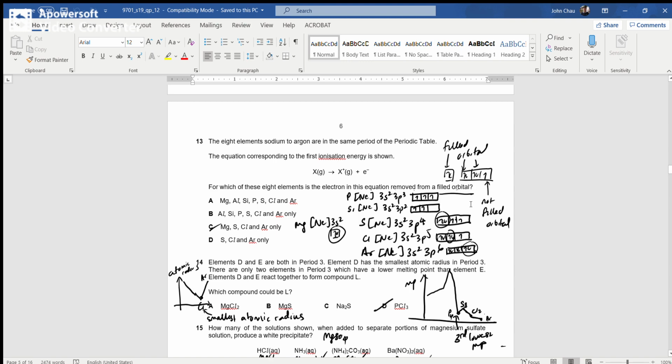So I put down phosphorus, silicon, sulfur, chlorine, argon. The one where you remove from the filled orbital will be sulfur, so you have to remove from the pair first, and then chlorine, and also argon, and also magnesium. These are all from the paired electrons, except phosphorus and silicon.